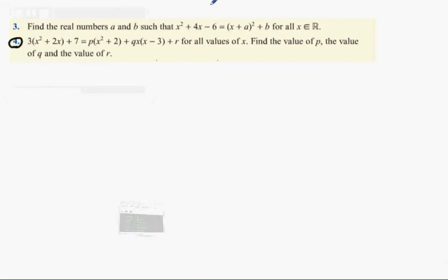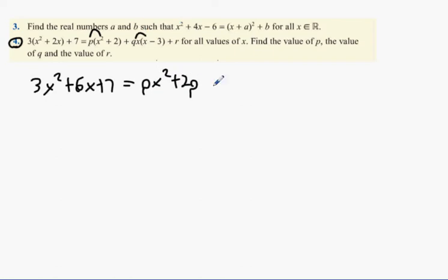Okay. Now, what you're going to do, guys, is you're going to multiply this out. You're going to get 3x squared plus 6x plus 7. On the other side, you're going to get px squared plus 2p, then qx squared, and then minus 3qx, and a plus r at the end. And then you're going to compare sides.